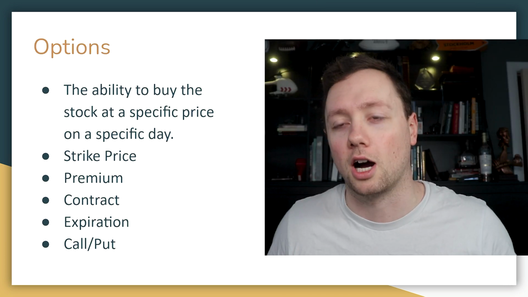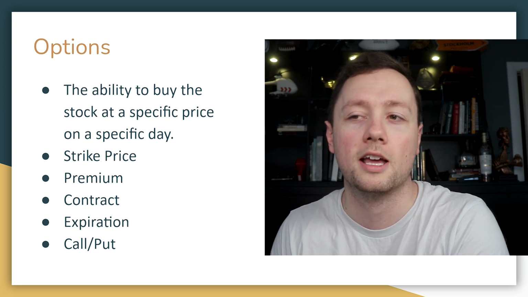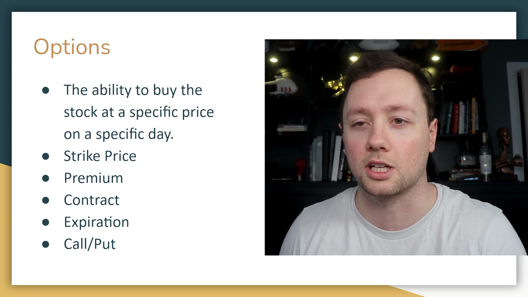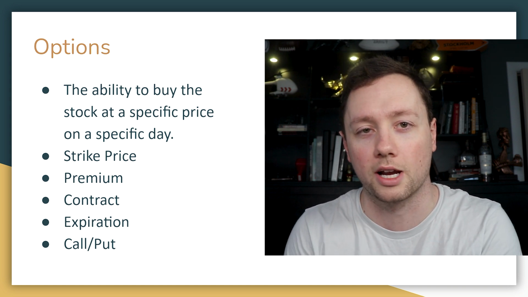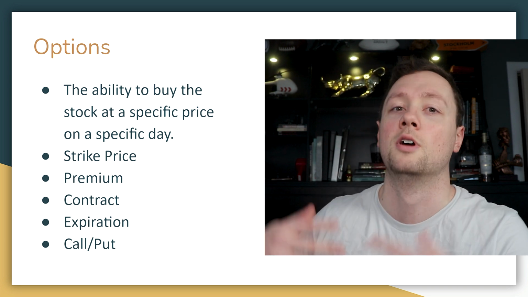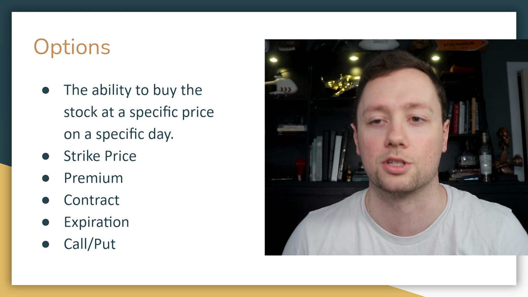Now, when it comes to options, just as a little recap, options are the ability to buy a stock at a specific price on a specific day. There's a little bit of terminology that comes along with them as well. So the strike price is the specific price that you're allowed to buy them at a later date. So you're basically allowed to buy those shares at the strike price in the options contract.